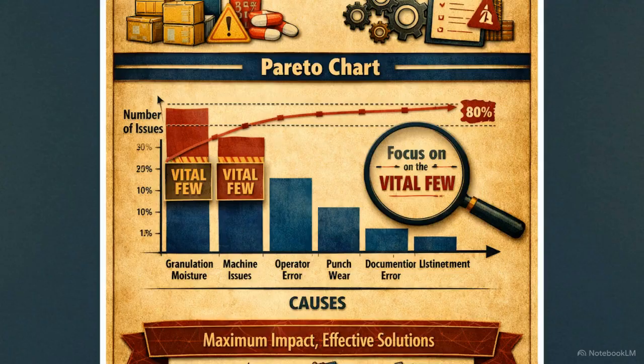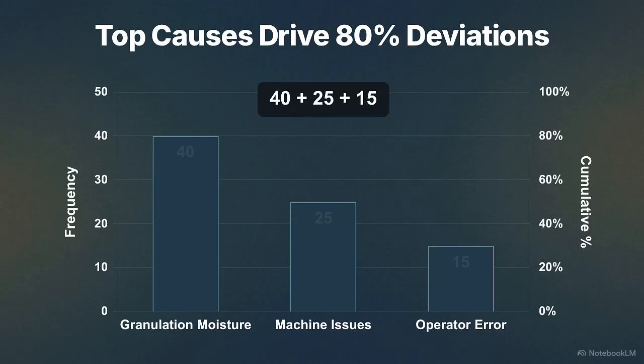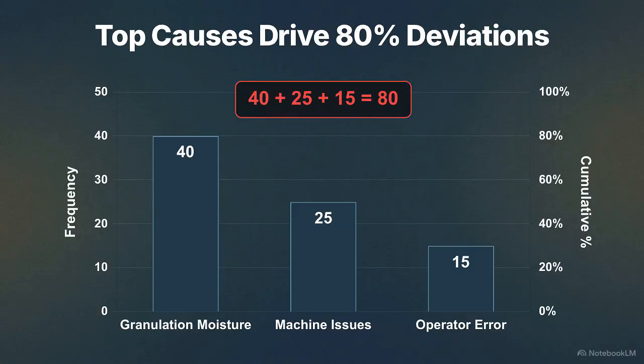To read this properly, understand the two different y-axes. The left axis measures absolute frequency, exactly how many times each problem occurred, aligning with the blue bars. The far right axis measures cumulative percentage, capping at 100%, tracking the running total. Look at the first three categories. Adding their occurrences, 40, 25, and 15, out of 100 total deviations, what percentage is that? Exactly 80%. The red cumulative line charts this visually, climbing until it hits that 80% mark.